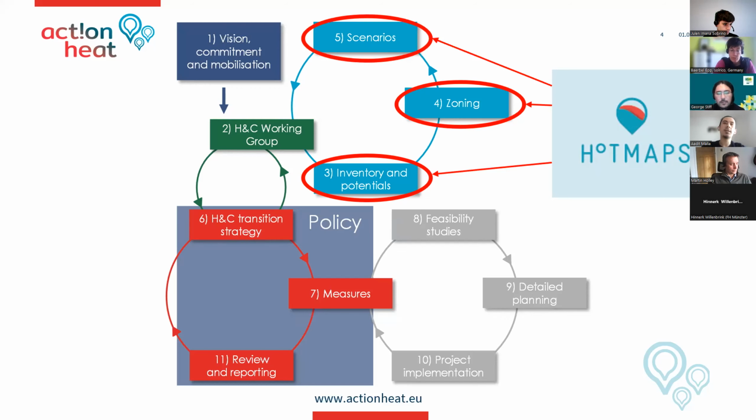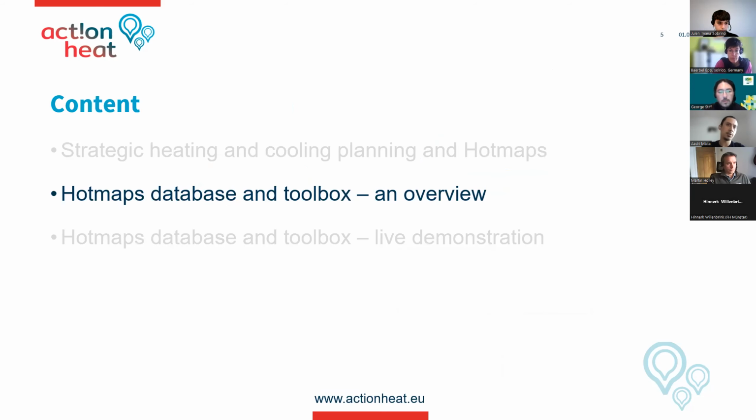And combining these inventory potentials and zonings, the Hotmaps tool also provides the possibility of analyzing different scenarios and then comparing scenarios to finally develop heating and cooling transition strategies and policies which can actually be used for implementation. Once these scenarios are identified, the further detailed feasibility planning and implementation of the projects would be supported by Thermos, within the scope of Act on Heat, which will be discussed later today. But just to give you firstly an overview of the Hotmaps database and toolbox.